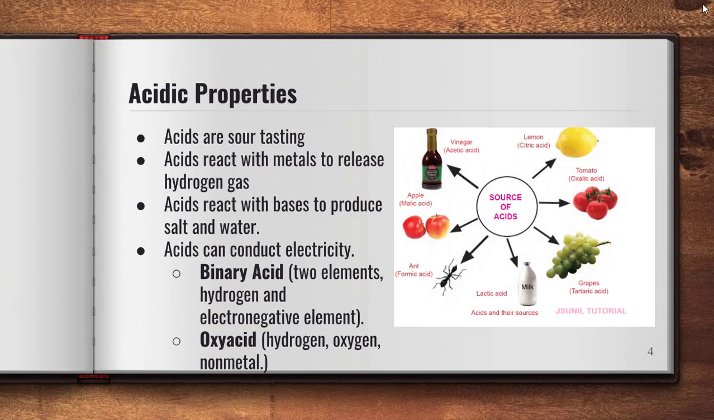There are two major types of acids that we're going to focus on. One is known as a binary acid, and you know that the root bi means two. So binary acids just contain two elements, hydrogen and an electronegative element. Another type of acid we're going to look at is known as an oxyacid. The root oxy refers to oxygen, so oxyacids include hydrogen, oxygen, and some form of a nonmetal. You'll get to know some of these acids a little bit later on.